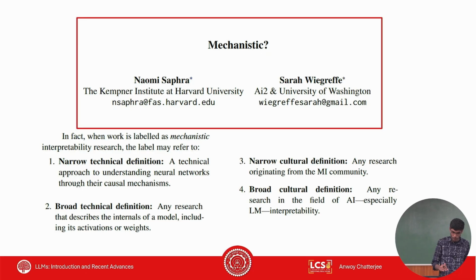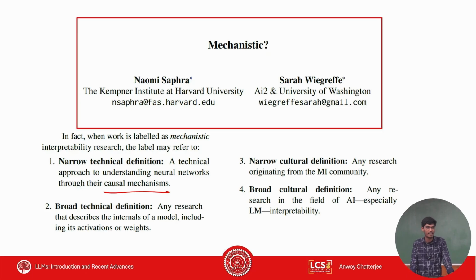But interestingly, the authors classify the works which call themselves mechanistic interpretability works into 4 categories. One is the narrow technical definition. By mechanistic interpretability, as a very narrow term, what people mean is causal mechanisms. That is, they try to interpret what caused a particular output, what model component actually caused a particular output. What is the causal mechanism of the model? That is the most narrow definition. In a broader sense, any research that uses the internals of the models, the activations and the weights, and tries to interpret from it, people call it mechanistic.